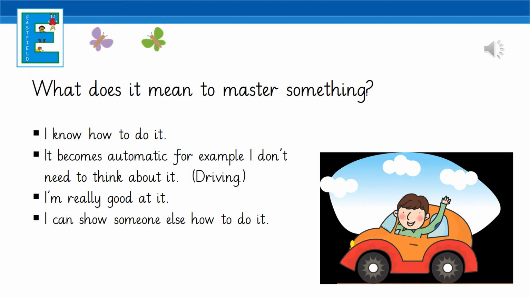When we have mastered something, it means that we know how to do it. The process becomes automatic. For example, driving, you don't need to think about it. It means you're really good at it and you can explain and show someone else how to do it.